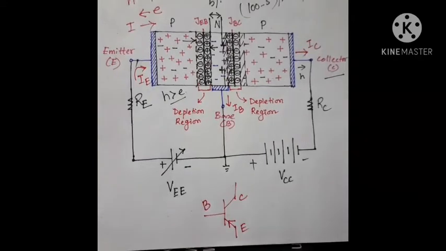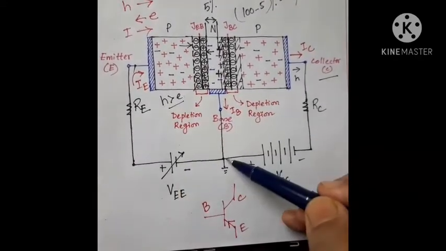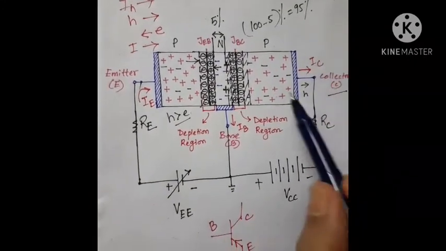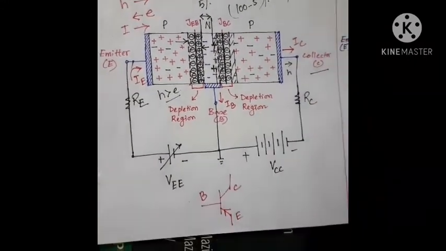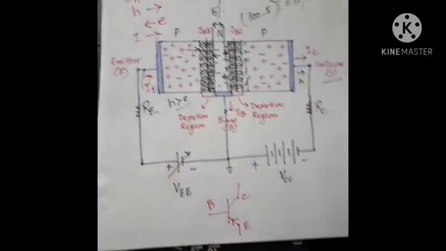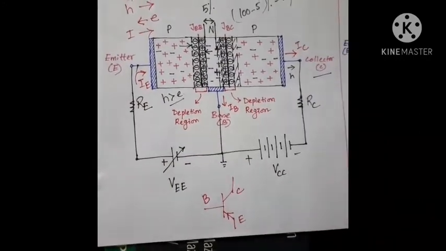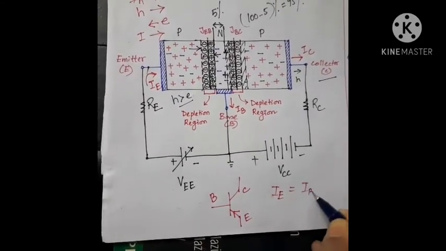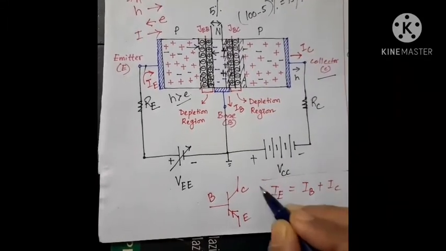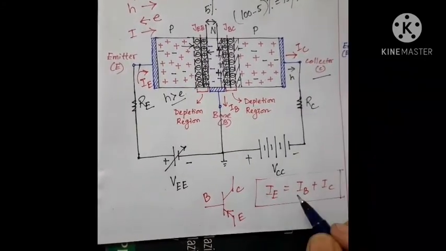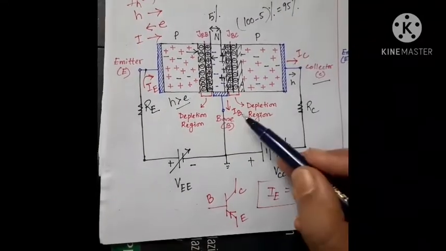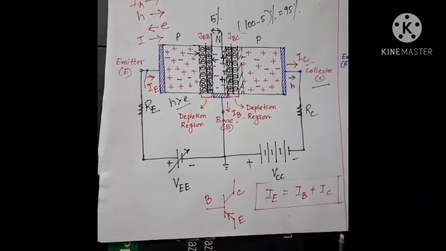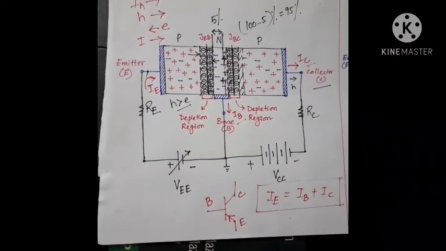I hope you remember. And here the base current is outward. It is actually the recombination current, and the collector current is also outward. So finally, this is the main current, the emitter current, and we can write: emitter current IE equals IB plus IC. That is, the total current supplied, IE, is equal to the sum of these two currents, IB and IC. You have to remember this equation. This is a very simple equation, but it is a very important equation you have to remember.